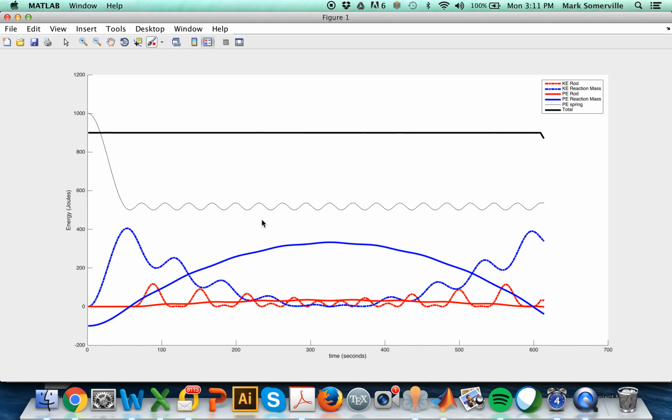All right. So what's going on here? We have the kinetic energy of the rod, the kinetic energy of the reaction mass, which I think is the ring, potential energy of the rod, potential energy of the reaction mass, potential energy of the spring, and then the total energy. Okay, so initially a lot of energy is stored in the spring, it looks like, right? The ring has some net negative potential energy, the rod has zero potential energy, and they both have zero kinetic energy.